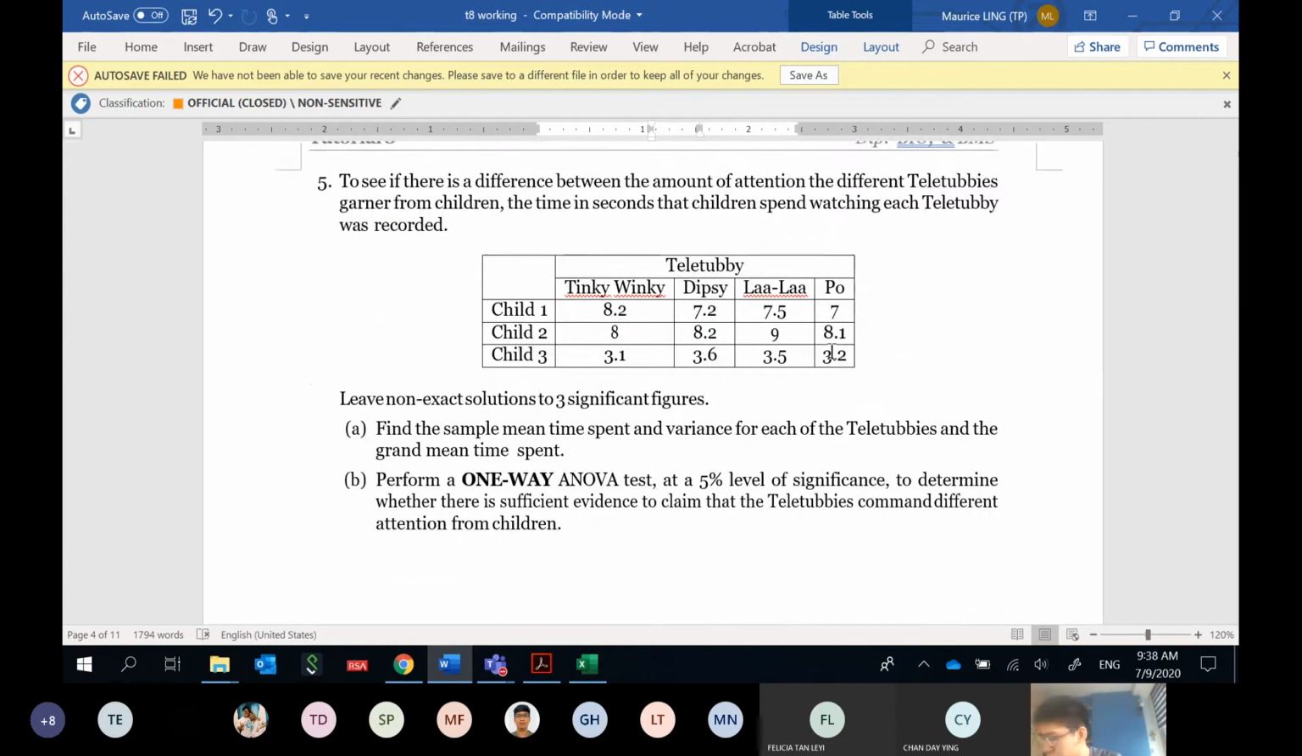Let's do question 5. So question 5, we have, what is this?